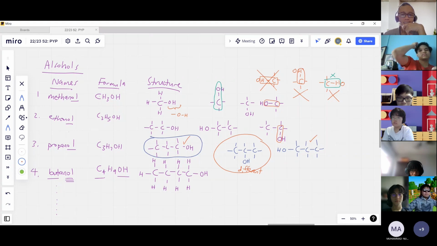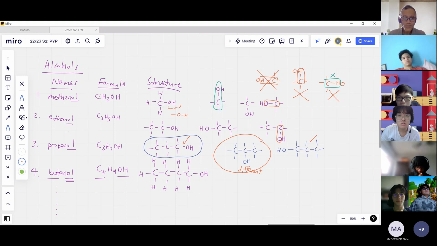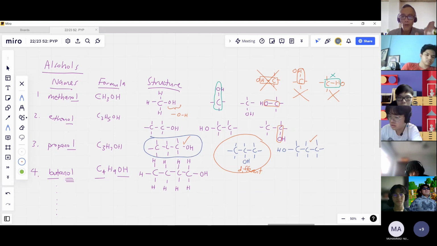Because for this one, I can simply just turn it around. Turn it horizontally around and I will get the same pattern as this. But for this, there's no way you can turn it until you get this one, or this one. So actually this one is different. Anyway, my point is very simple. This guy is still called propanol.